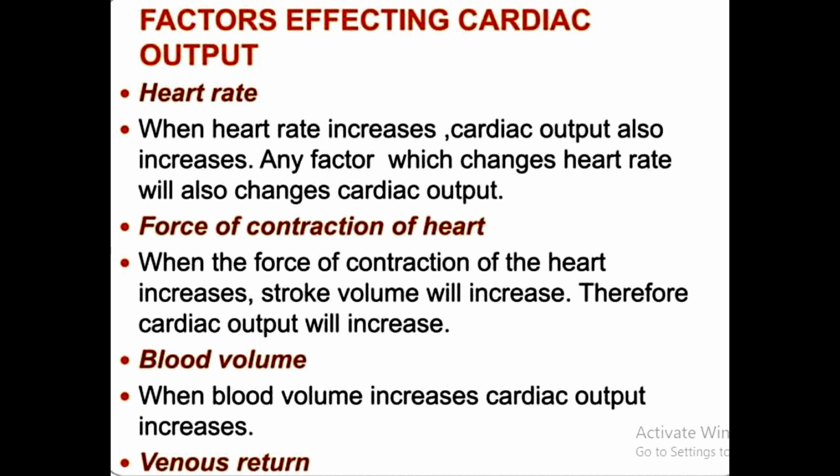Now, what are the factors that affect the cardiac output? The first is the heart rate. When the heart rate increases, the cardiac output also increases. So, any factor that changes the heart rate will also change the cardiac output. Force of contraction: when the force of contraction of the heart increases, the stroke volume will increase, therefore cardiac output will also increase. Blood volume: when the blood volume increases, the cardiac output also increases.